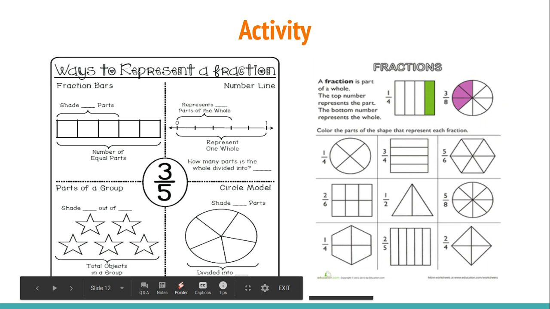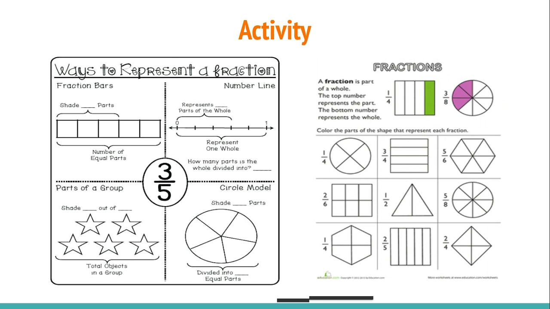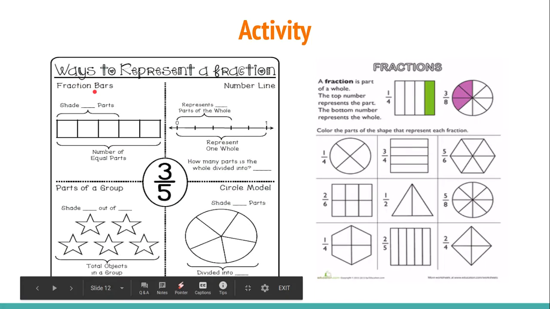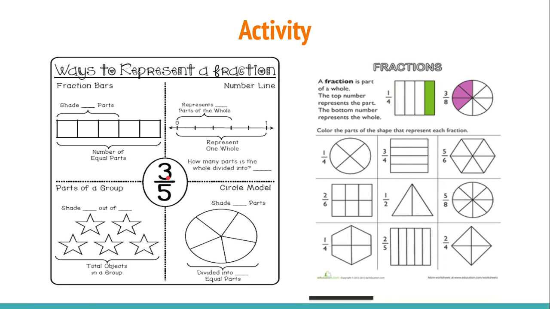Our first activity is ways to represent a fraction. We just learned a lot of different ways to represent a fraction. So we learned about the fraction bar. We have our number right here. This is our golden number, 3/5. So 3 would be our numerator and 5 would be our denominator.